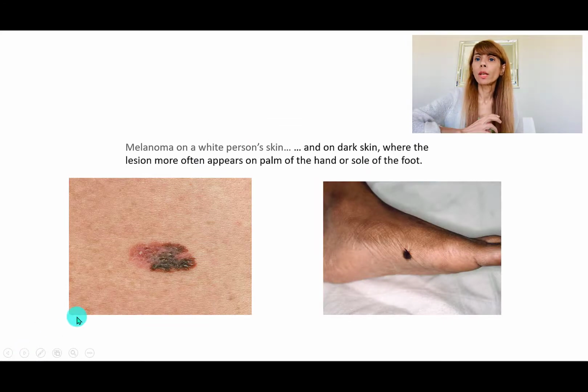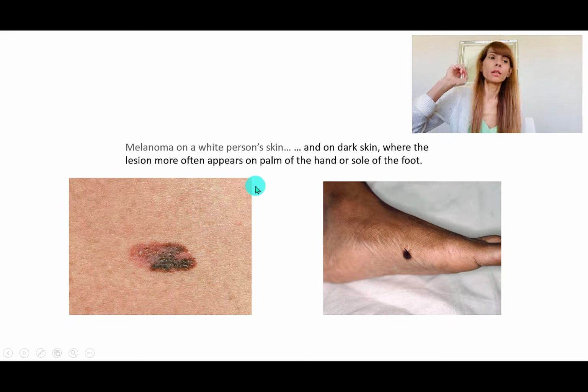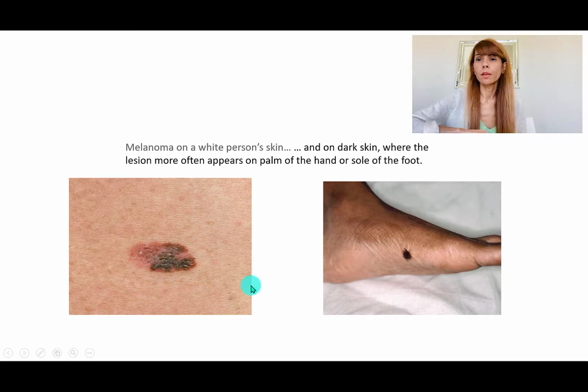Here is another example showing that the geographical distribution of the lesions may not follow the typical textbook picture in darker skin color. Melanoma here in the darker skin is on the soles, and it can also be on the palms of the hands, whereas in lighter skin color that's not necessarily going to be the case.